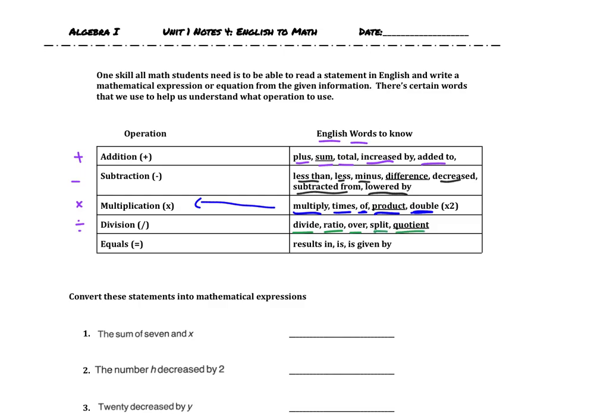If you notice, there's one underlined in each box. The underlined ones are also what you call the answers to those operations.